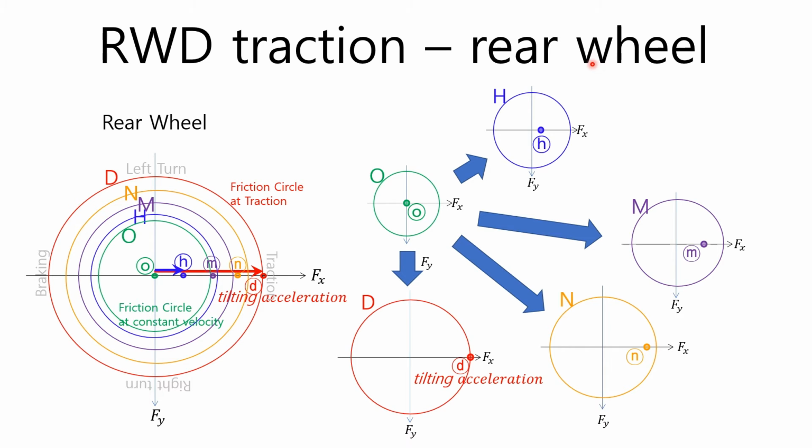In this case, as the acceleration force increases, the friction circle continues to increase in the order of h, m, and n, reaching the tilting acceleration d. However, if the friction coefficient is not sufficient and the center of gravity is low, spin occurs in the traction force before the tilting acceleration, and further acceleration is impossible.